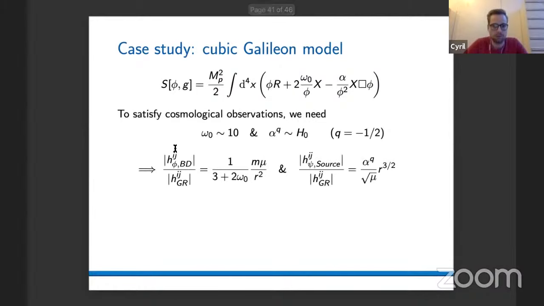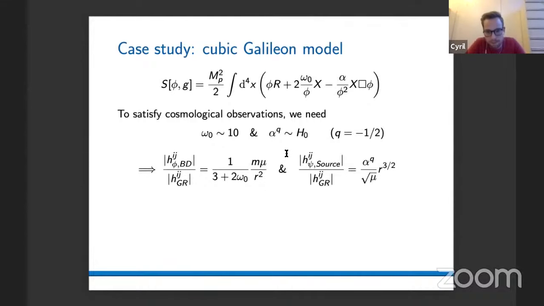So what we want to know now is this term, the extra contribution from the long range effect of the scalar field on the gravitational field compared to general relativity. It looks something like this, where you have this parameter omega 0, and it will depend on the mass and the distance between the two black holes.